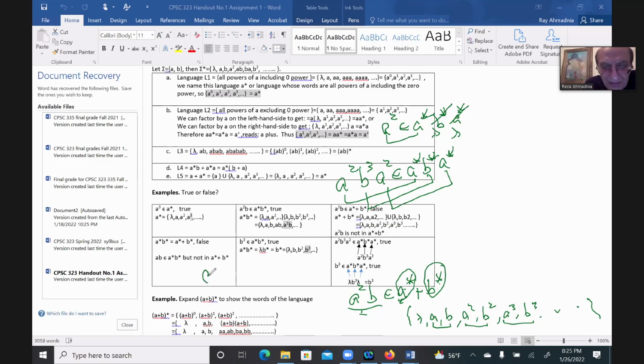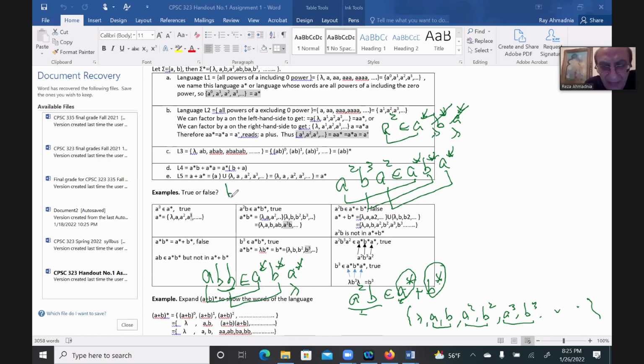Okay, is A, B, B a word in A star, B star, and then A star? A, I get it from here. B, I can get it from here. And I don't need any more A here, so this is lambda. True. Oh yeah, my bad.